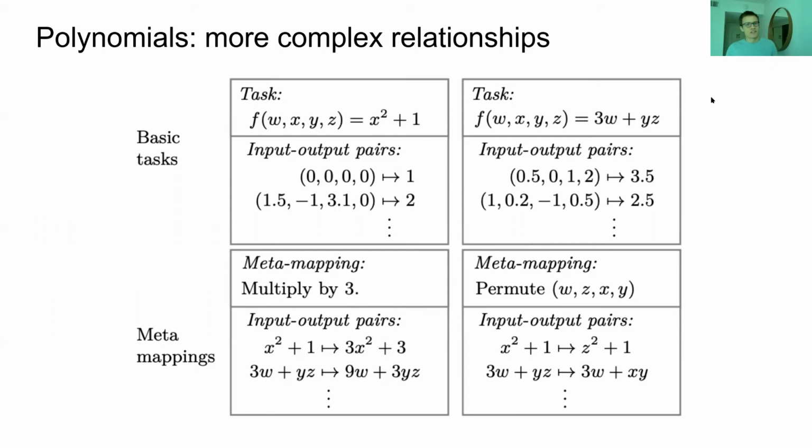And the nice thing about these mathematical objects is they have a lot of complex relationships among them. For example, I can have metamappings like multiply by 3, which maps x squared plus 1 to 3x squared plus 3, and 3w plus yz to 9w plus 3yz. Or I can have metamappings which permute the variables. So for example, this permutation would switch x squared plus 1 to z squared plus 1, and 3w plus yz to 3w plus xy. And so these tasks have much more interesting and rich structure among them that yields much more complex relationships.